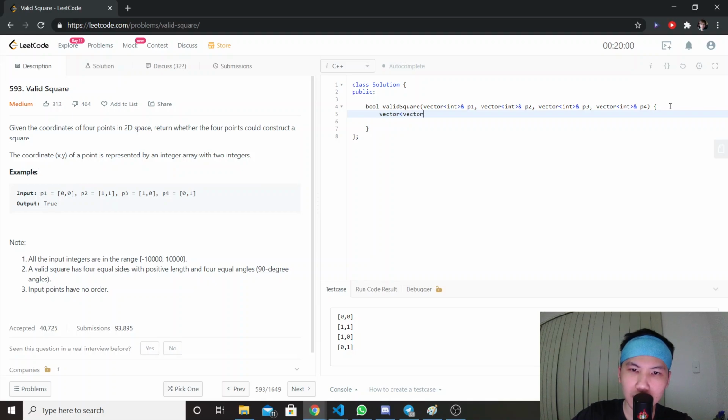First, we want to store the points into a vector, P1 to P4. After storing the points, since we need a set, we can use an unordered set because the ordering does not matter. So we use unordered double. The reason why we use a double here is because when we find the distance, there's square root involved, and when we use square root, there's going to be decimal places. So we need to use a double.